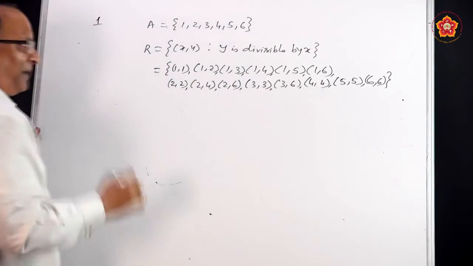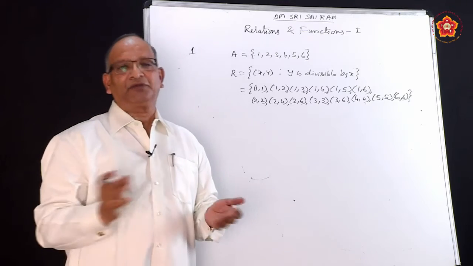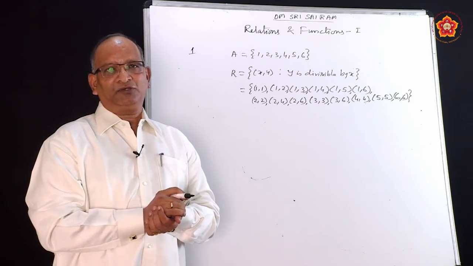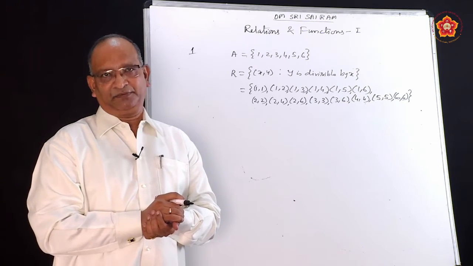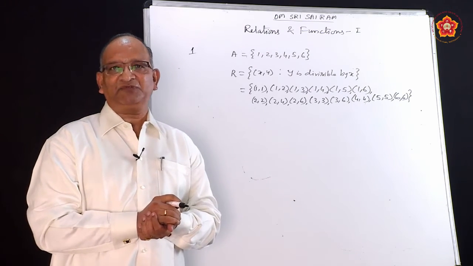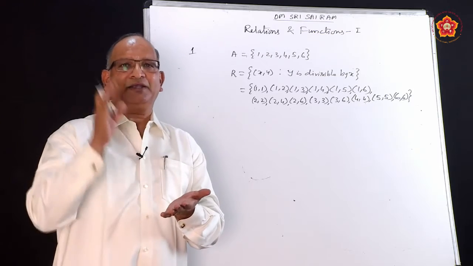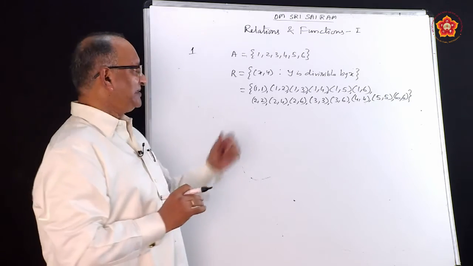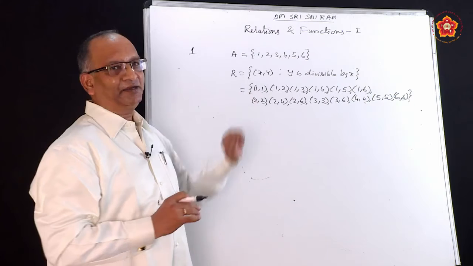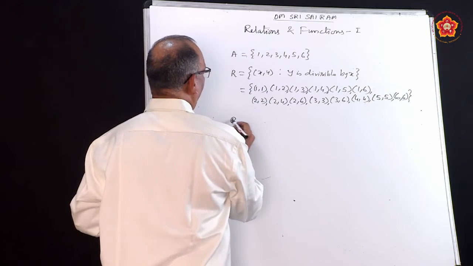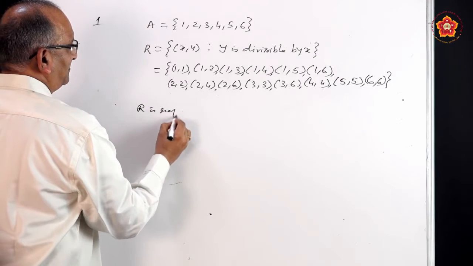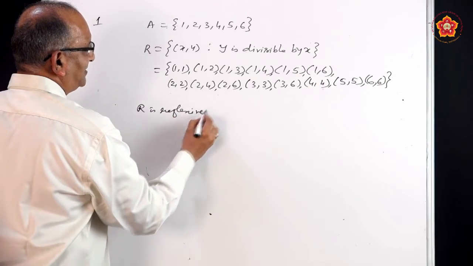Now, by seeing these elements, we need to come to a conclusion whether it is reflexive, whether it is symmetric, whether it is transitive. Let us begin with reflexive. Reflexive means what? Element is related to itself. If you say 1 is there, 1 is related to 1. You can see 1, 1 is there. R is reflexive. Why is R reflexive?